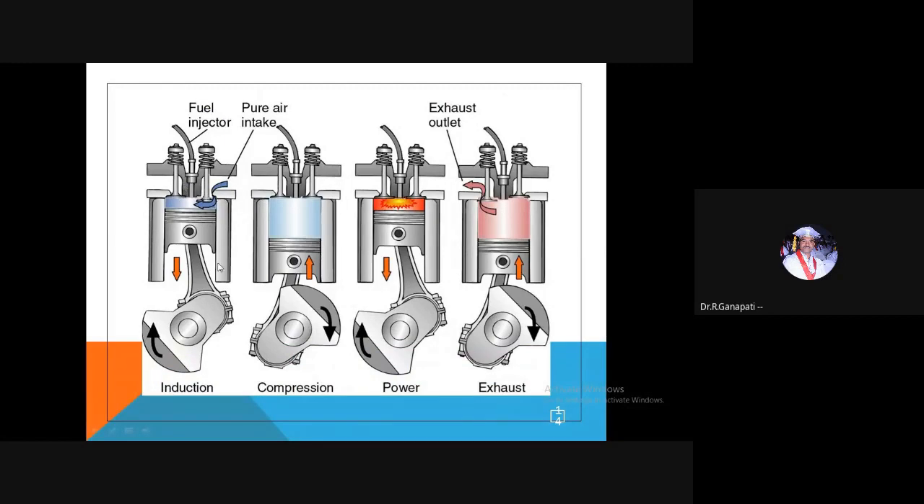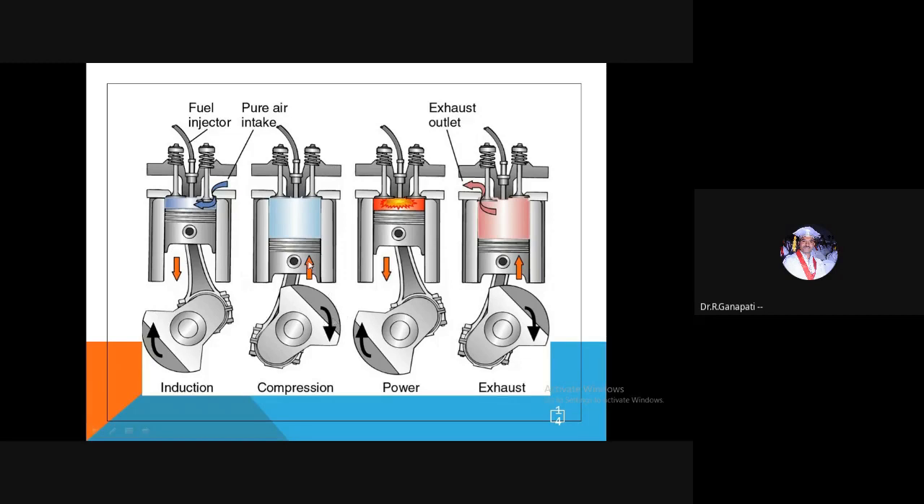So this is the schematic diagram or the pictorial view of the 4-stroke compression ignition engine, or the diesel engine. See here, this is the suction stroke, and the side given is the inlet manifold. The pure air will enter the engine cylinder through the inlet manifold. While the piston travels from the TDC to BDC, the suction will occur.